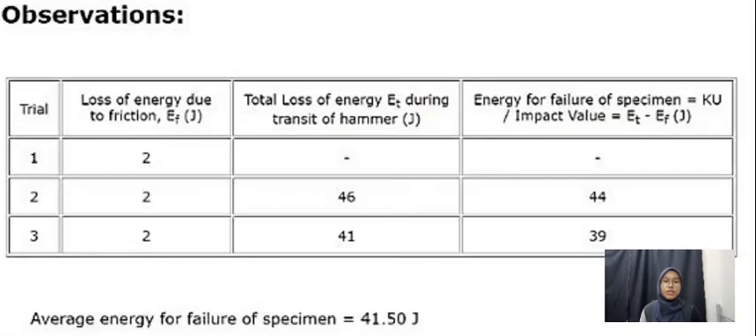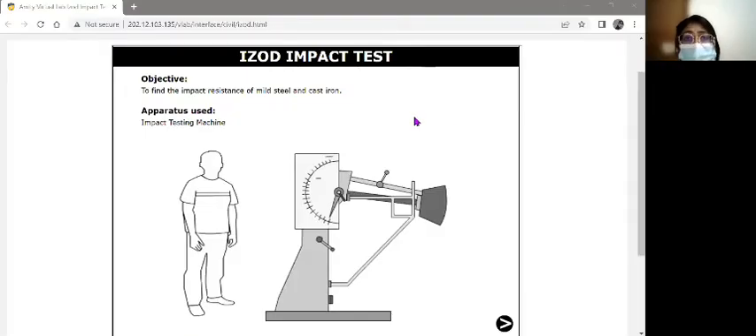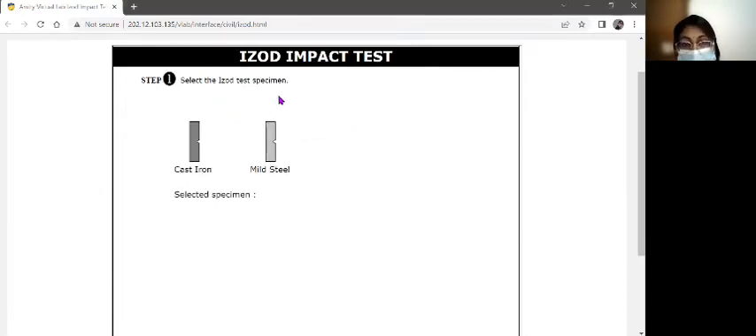So there are 3 observations for mild steel. The average energy for failure of the specimen equals 41.50 joules. Now, we have to repeat the same experiment using the same objective and same apparatus, but a different Izod test specimen. We will choose the cast iron now.